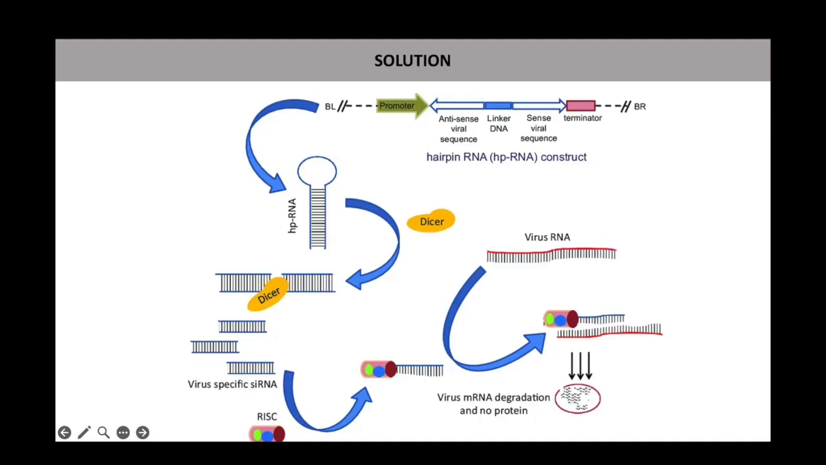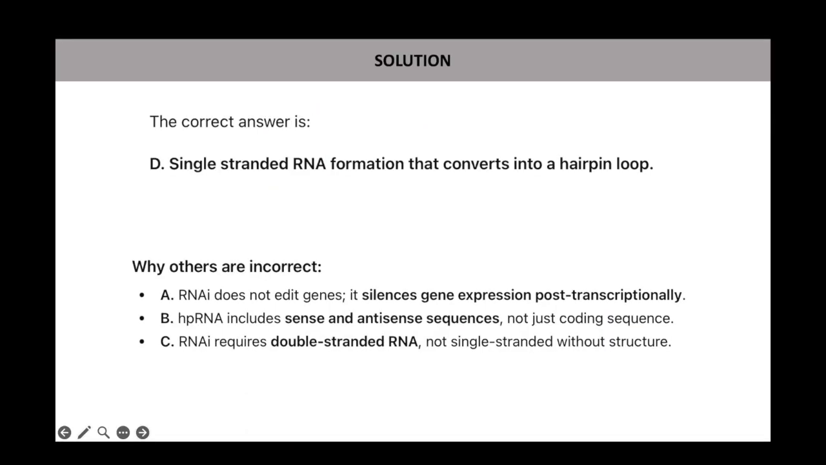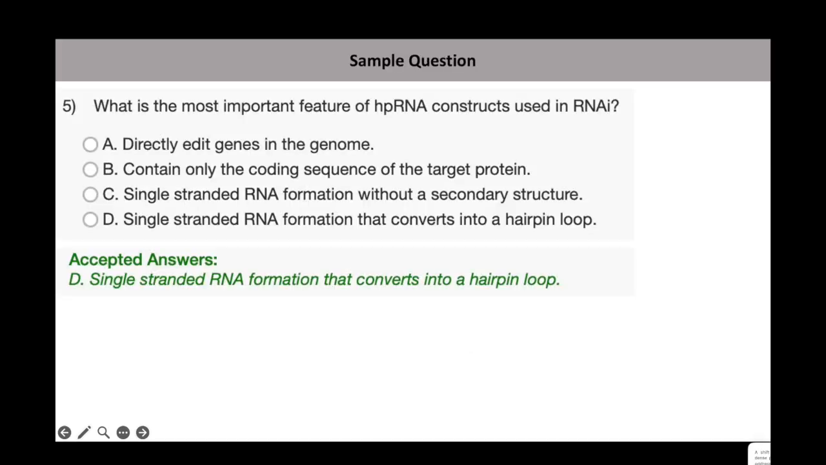Okay, so now according to our question, option A was: directly edit genes in the genome. No, HpRNA has nothing to do with causing direct editing in the genes of the genome. So it is incorrect. B was: contains only the coding sequence of the target protein. No, it will also have a small loop, a sequence which has nothing to do with the target protein, to form a loop so that the dicer can identify it.